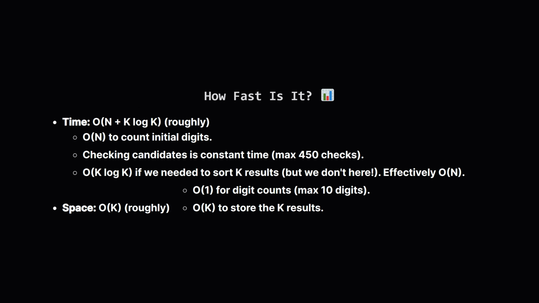So how efficient is this approach? Let's think about time. First, we count the digits in the input list. If the input list has n digits, this takes about n steps, which we call order n, or big O of n. Then, we loop through potential numbers from 100 to 998. That's a fixed number of checks, about 450, which is constant time. It doesn't depend on how big the input list is. Inside the loop, checking counts is also very fast, basically constant. Adding to the result list is fast too. So the main time cost is that initial counting, order n.